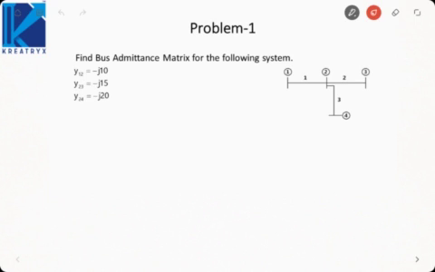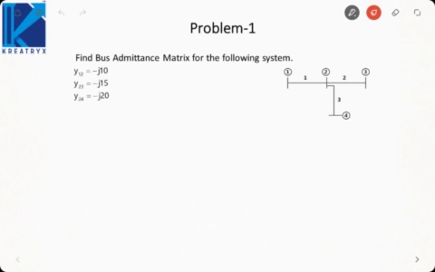Hi guys, in the last lecture I introduced you to the concept of power system matrices. There we saw two kinds of matrices: one was the bus admittance matrix and the other was the bus impedance matrix. And there we saw how to construct the bus admittance matrix.